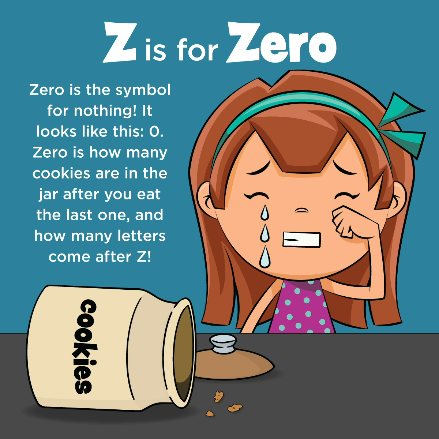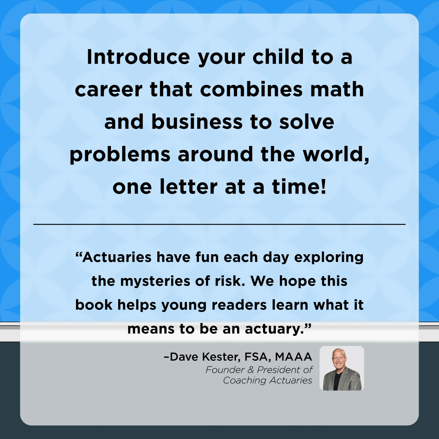Z is for zero. Zero is the symbol for nothing. It looks like the number on this page. Zero is how many cookies are left in the jar after you eat the last one, and how many letters come after Z. The end.